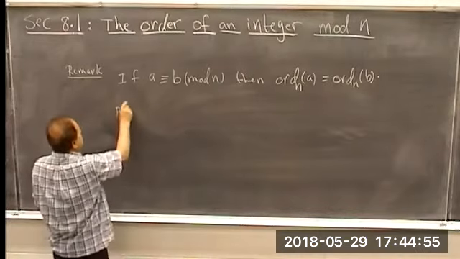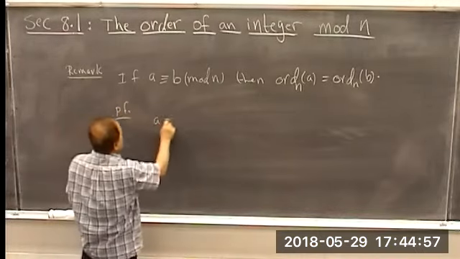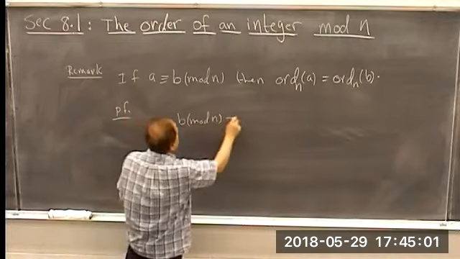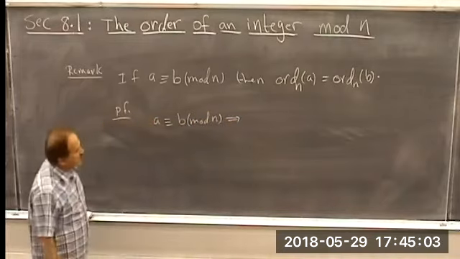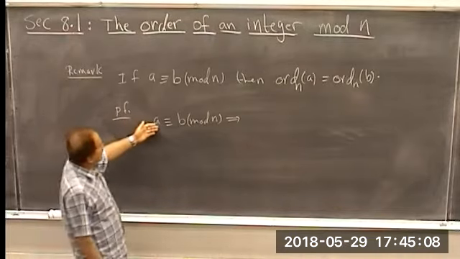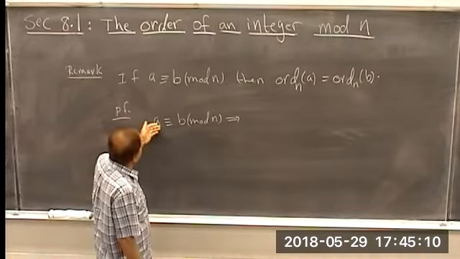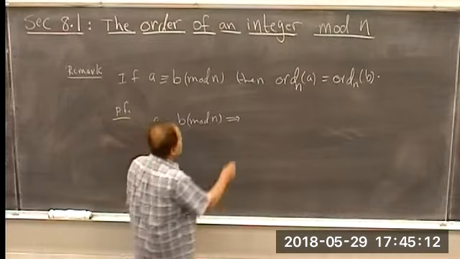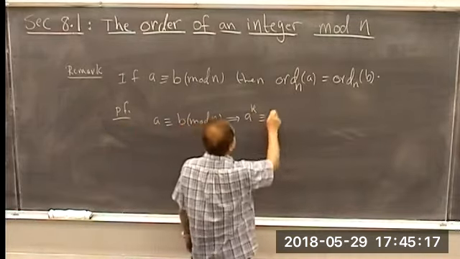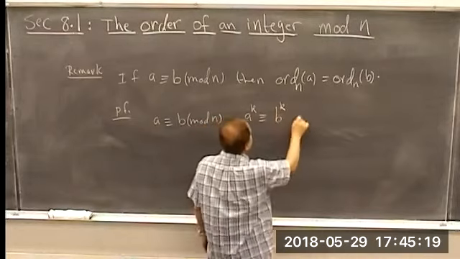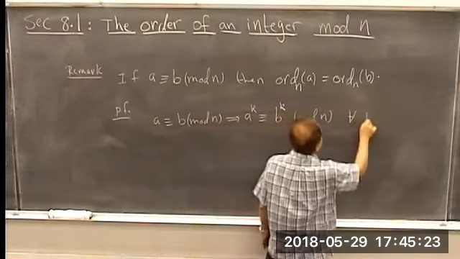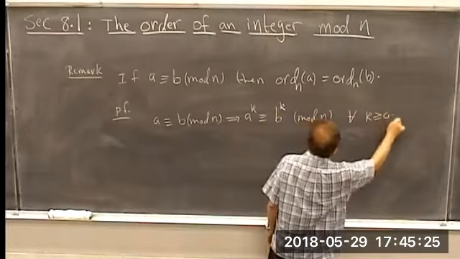Proof of this: A congruent to B mod n. Back in chapter 2 actually, we talked about congruences. It means that A to the k is congruent to B to the k mod n, actually for every k bigger than or equal to 0.